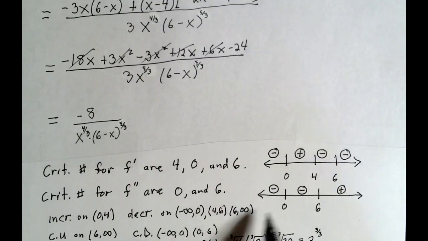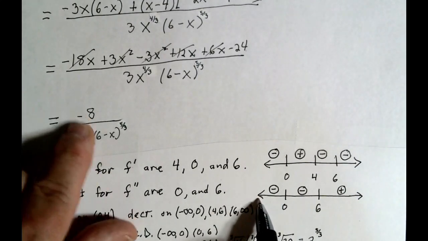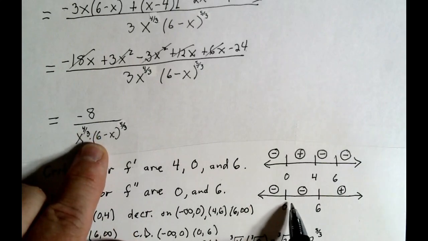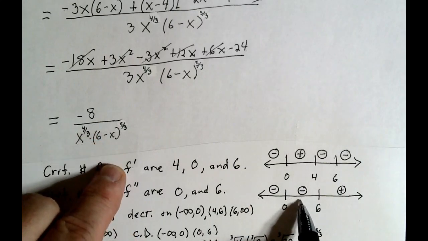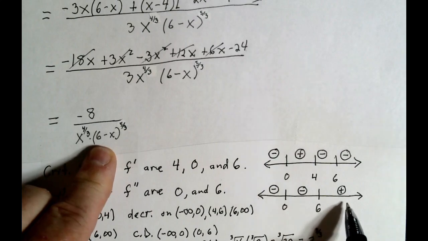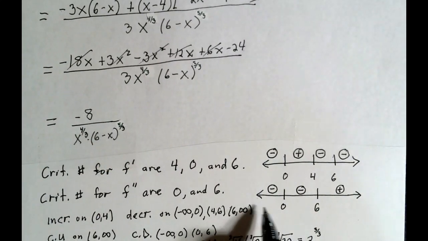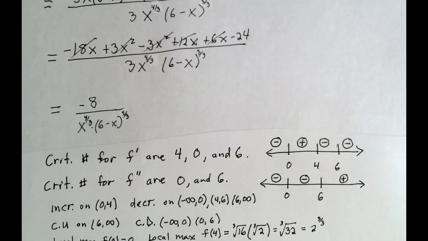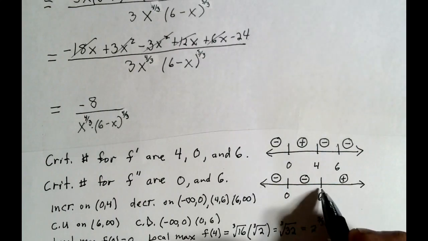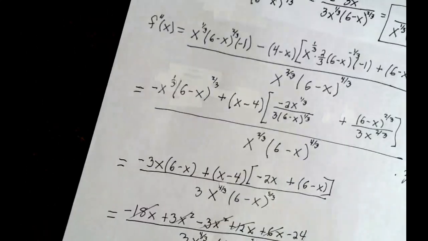So now we take a number like -1, plug it in here and see what sign we get, and plug in a number between 0 and 6 and see what sign we get, and then something greater than 7 and see what sign we get. And so you get minus, minus, plus, which means it's concave down, and concave up after 6, and you got an inflection point at 6.